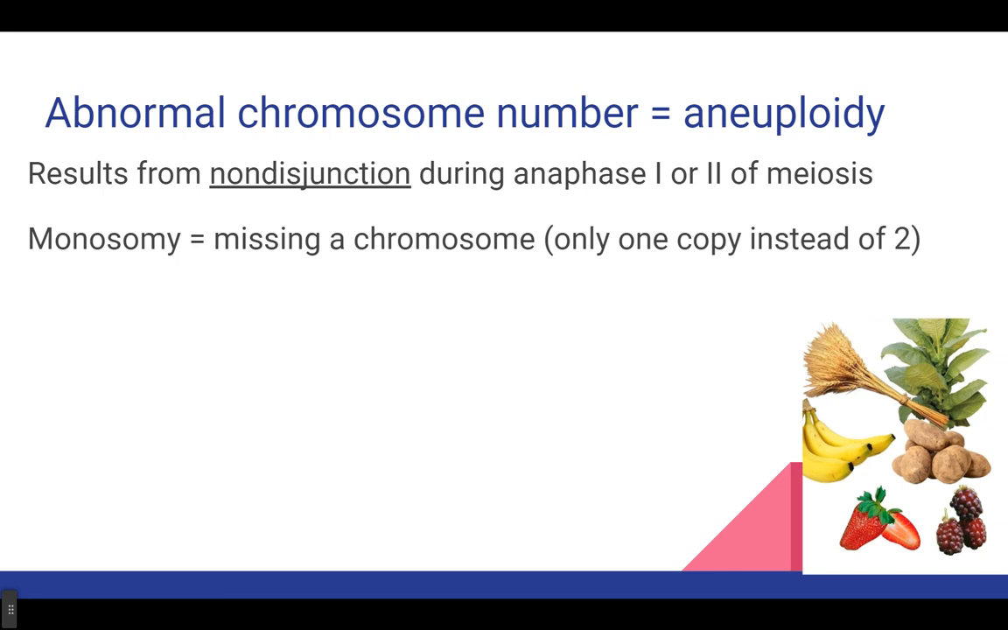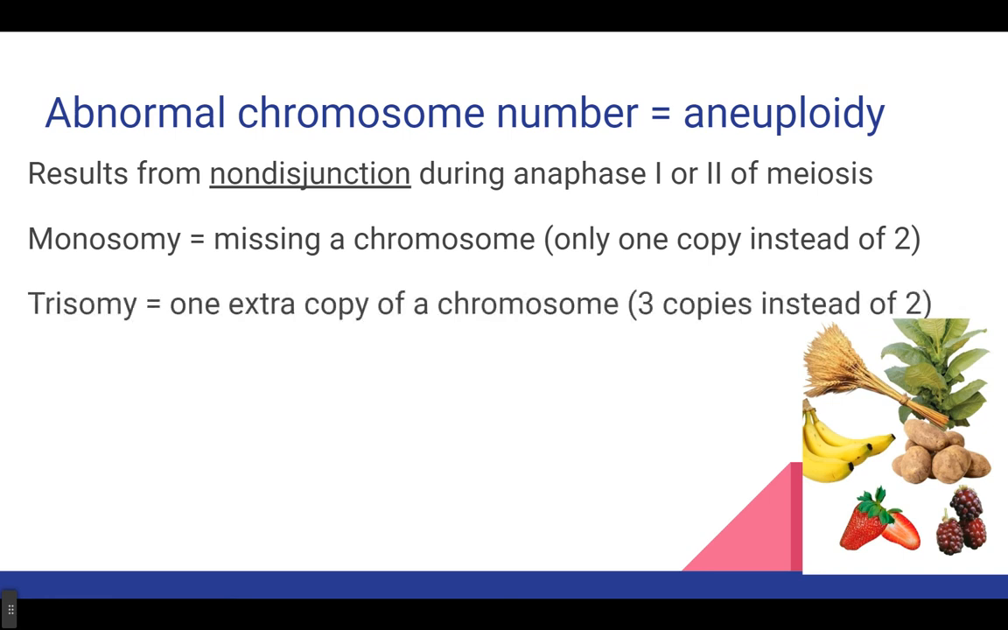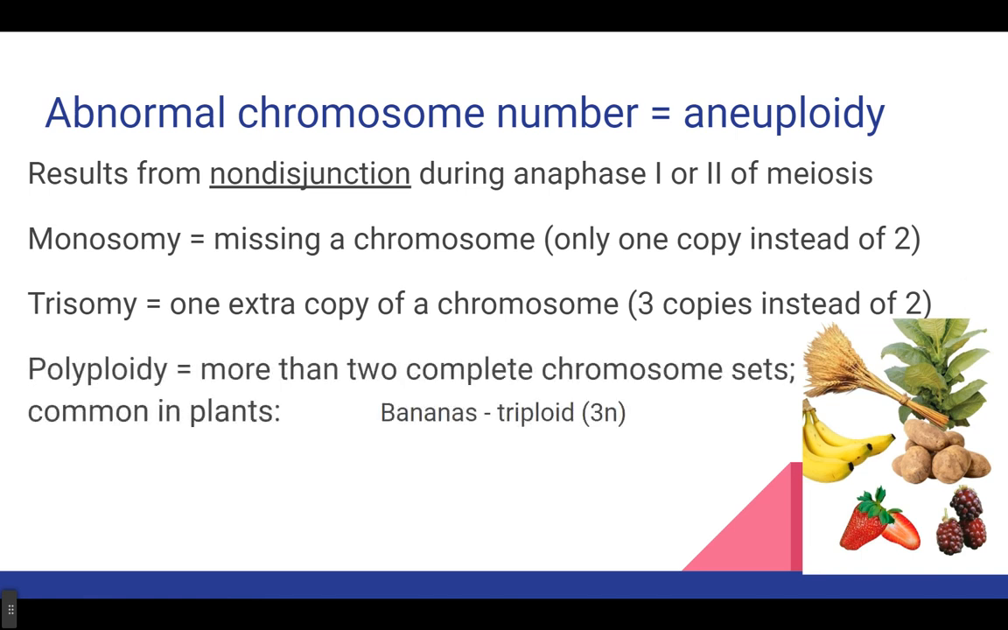Monosomy, mono means one. So it means instead of having two copies, there's just one. So they're missing a chromosome. Trisomy means three. So instead of just two copies like they're supposed to have, they have three. Down syndrome is a trisomy. It's trisomy 21, I think. And I think that's on the next slide as an example.